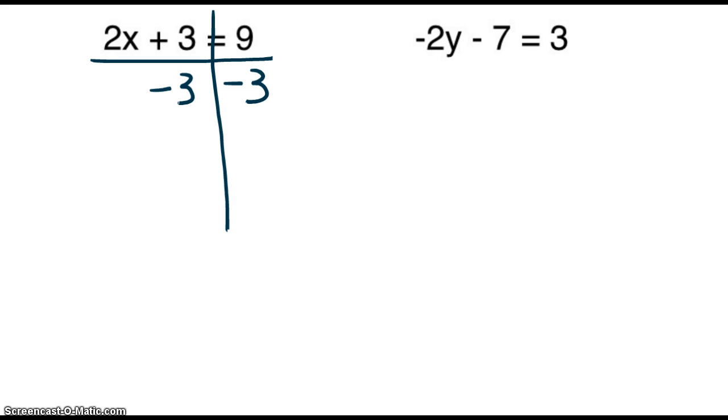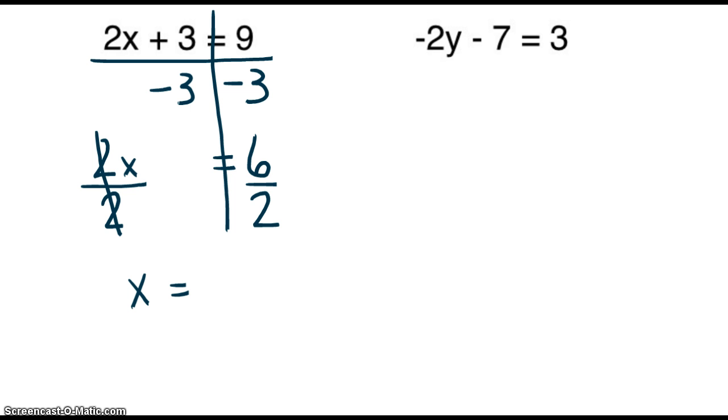First step, I have plus 3, so I'm going to subtract 3 on both sides. That leaves me with 2x plus 3 minus 3 is 0. Then I have equals, and then 9 minus 3, which is 6. Next step, 2x equals 6 is the same as 2 times x equals 6. Undoing multiplication, I'm going to divide. I will divide by 2 on both sides of the equation. 2 divided by 2 equals 1, or x equals, and then 6 divided by 2 is 3.